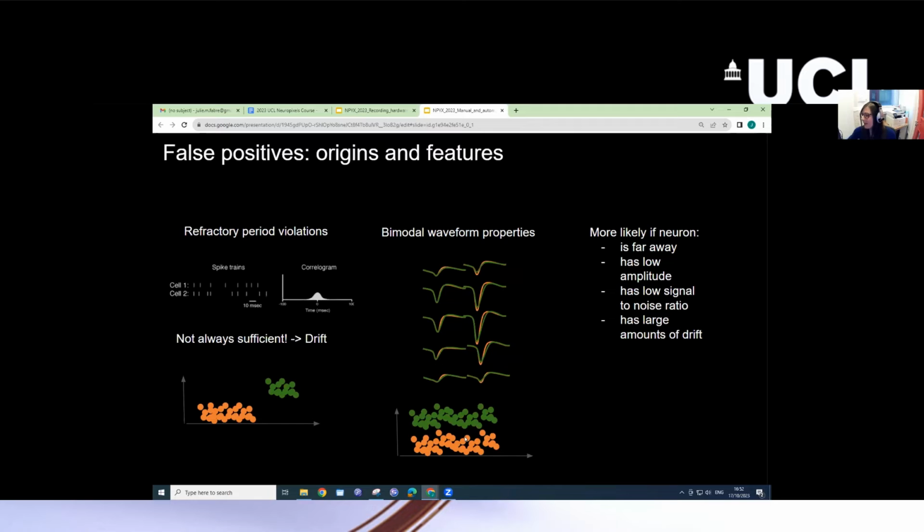And finally, false positives are more likely to occur if a neuron is far away, so it's going to be harder to distinguish from other neurons that are at a similar distance, also far away. If it has a low amplitude in its waveform, if it has a low signal-to-noise ratio, and if it has large amounts of drift, like in this case.